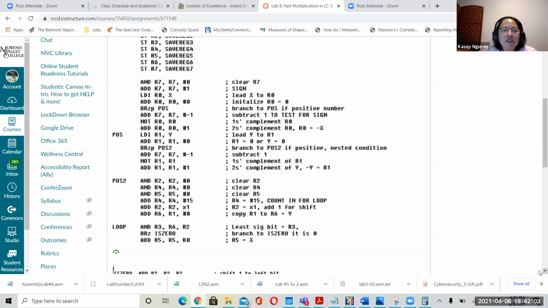All right, pos 2. In pos 2, we are going to clear register 2. We're going to clear register 4, and we're going to clear register 5. So in this one, you can clear as you go, or you can clear them up front. I chose to clear them up front so I can just add in different things to it. Okay. Register 4 is going to hold the count. And pause there for a second.